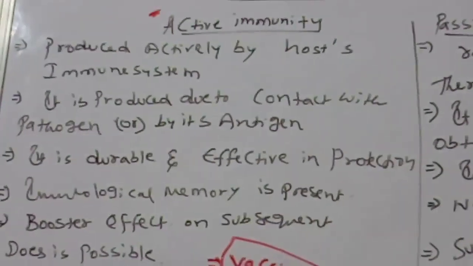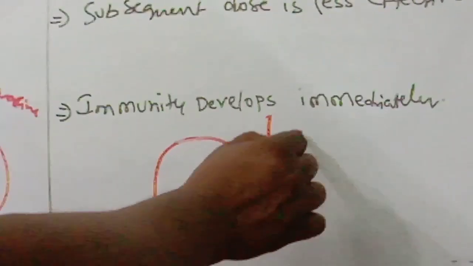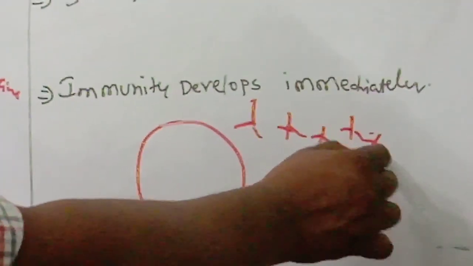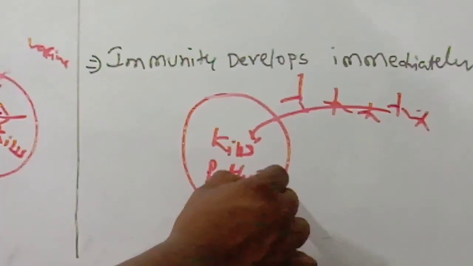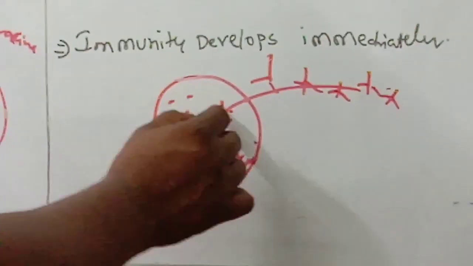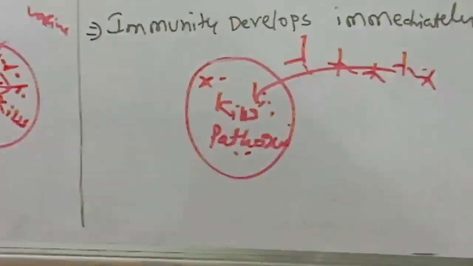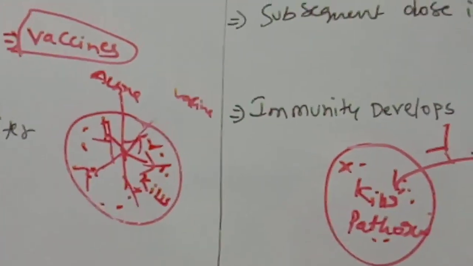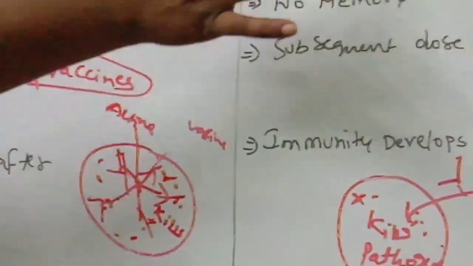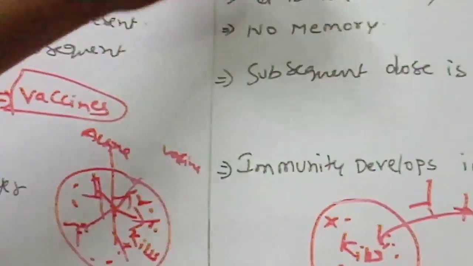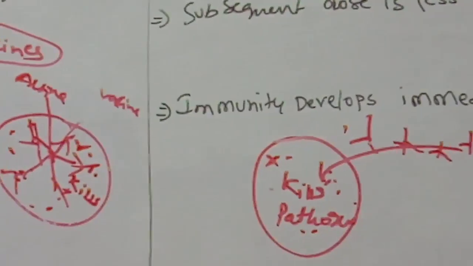What about passive immunity? In passive immunity, this is the host, and we are directly giving antibodies to kill the pathogens. Here there is no involvement of the host, but in active immunity there is involvement of the host. In this case, the host will not participate. Why? We are giving antibodies directly to kill the antigen.